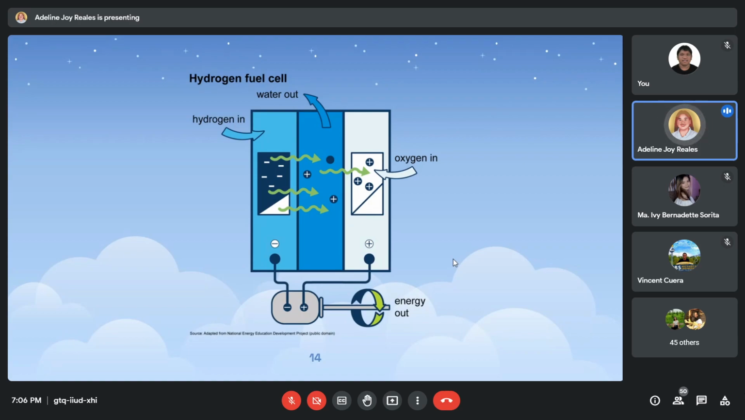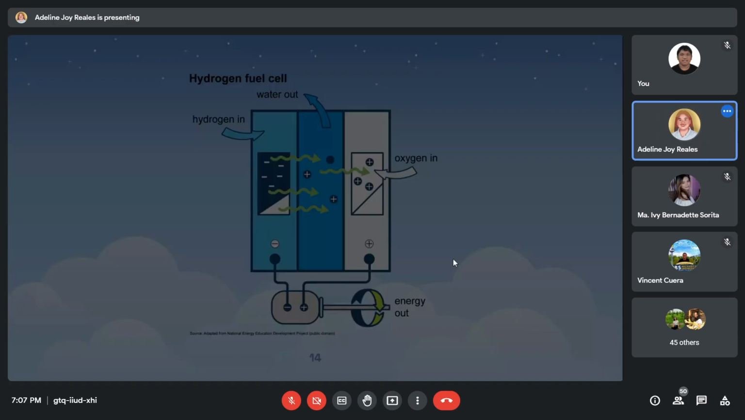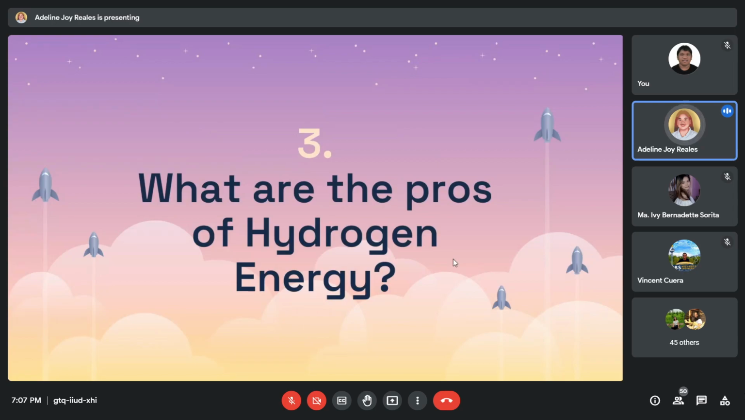If the aim is to produce electricity, hydrogen and oxygen atoms undergo a chemical reaction to produce water, heat, and electricity. This proves that throughout the production, the process is green because the emissions are significantly smaller as compared to previously mentioned hydrogen colors. Another question to be answered in this discussion would be, what are the pros of hydrogen energy?